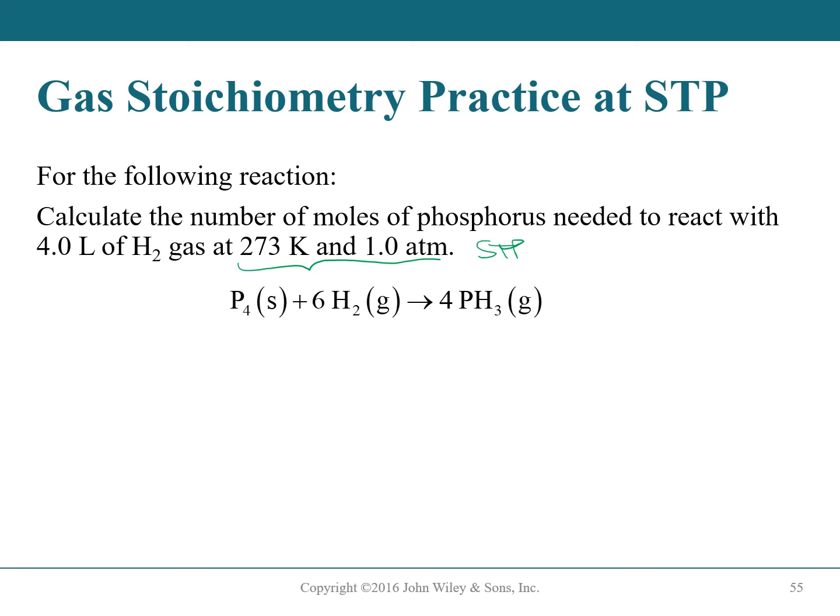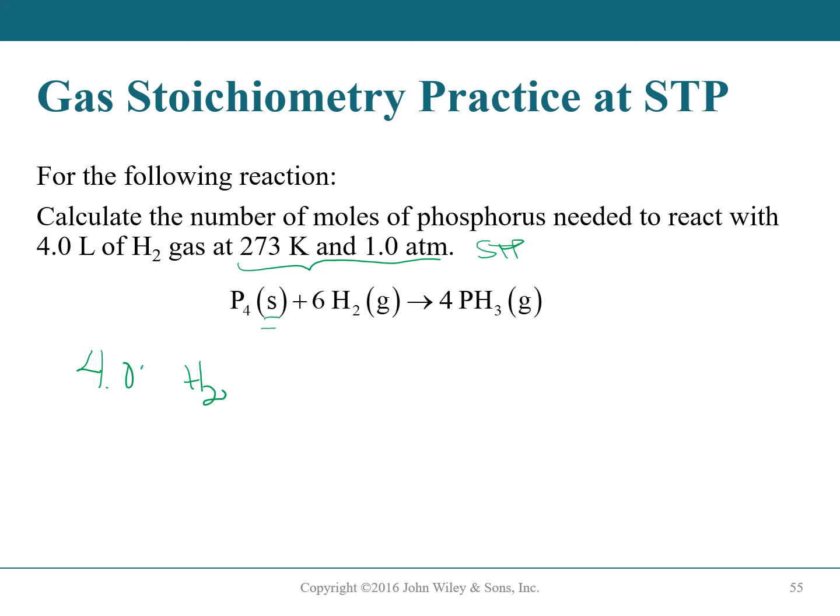Okay, so why do we need to do that? Why can't we use volumes? Because phosphorus is a solid. So we're going to take our 4 liters of gas, okay, let me make that L look a little nicer, and we need to convert it to moles.